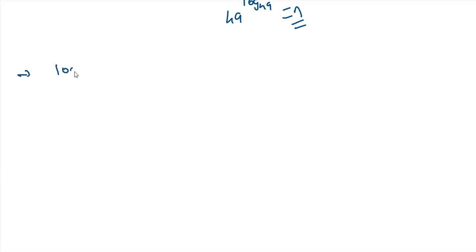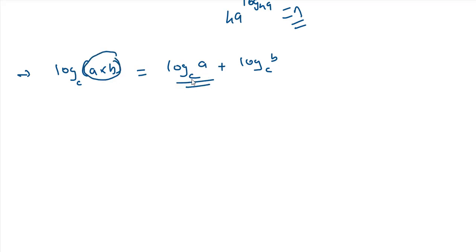So if we have log of product of two numbers, let's say a and b, to any base c, this can be split up and written as log a to the base c plus log b to the base c. So if we have a logarithm of product of two numbers, it can be split up as log a to the base c plus log b to the base c. So this will be the common base.